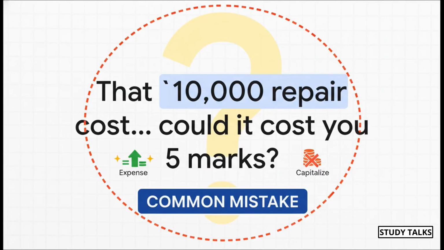You know that 10,000 rupee repair cost you see in an exam question? What if I told you that one small decision could literally cost you 5 marks? It seems simple, right? Repair, expense it. But is it always that straightforward? Well, that's a classic ICAI trap. Getting this wrong could be the difference between passing and failing that question. So let's make sure that never happens to you.